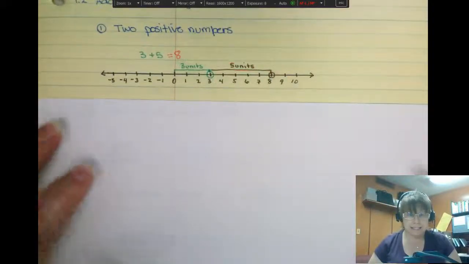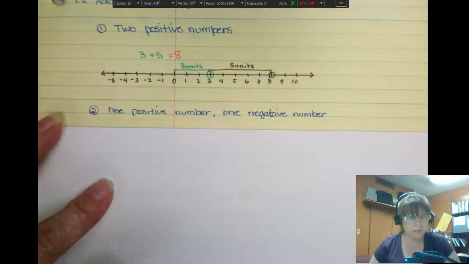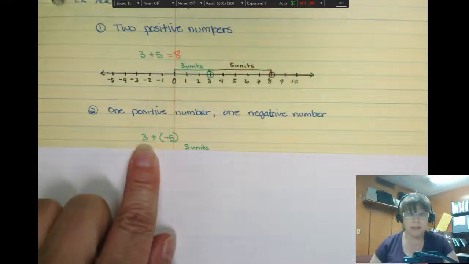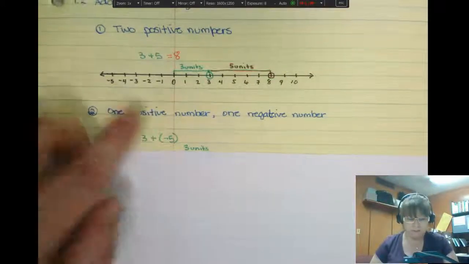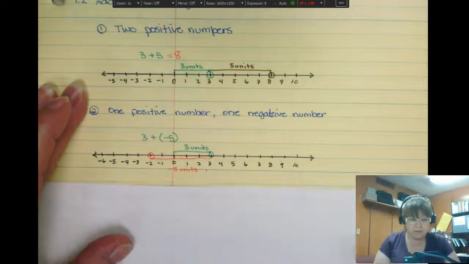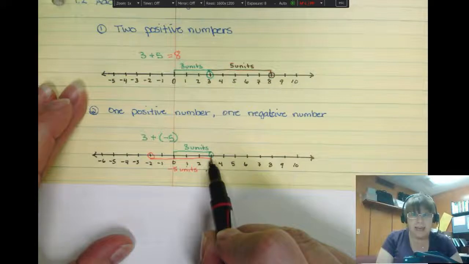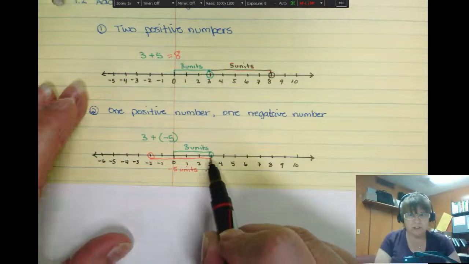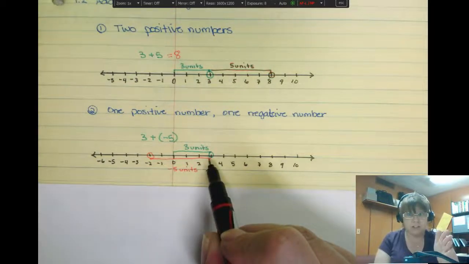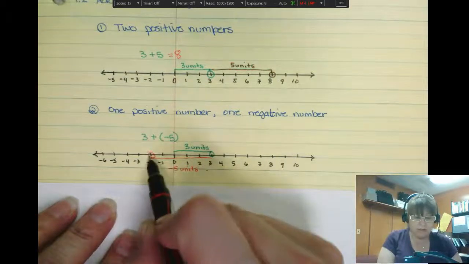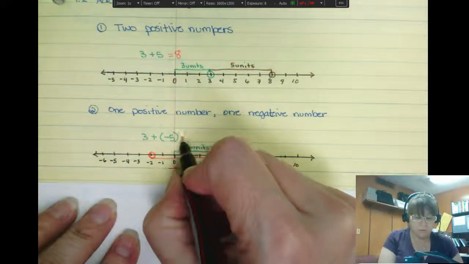Now let's take that example and change it to one positive number and one negative number. Again, on a number line, let's take, for example, 3 plus a negative 5. First, I move to the right 3 units, and then I add negative 5 units. When we move negative 5 units, we move in the left-hand direction. So 1, 2, 3, 4, 5. I land on negative 2.